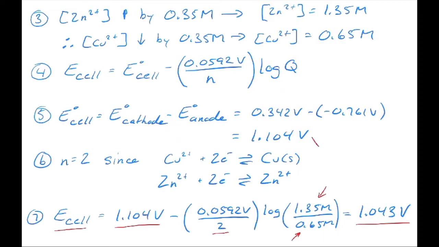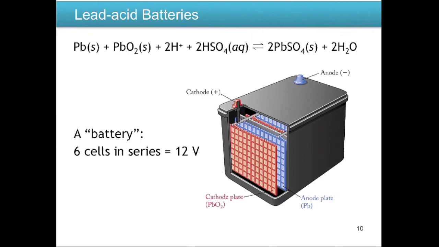Now notice that these two voltages here are not all that different. The 1.104 volts was for standard state conditions, and the 1.043 volts was for non-standard state conditions. So the concentration of zinc and copper changed by quite a bit, somewhere around 35%, but the voltage didn't change all that much. And this is how batteries work, because what we're really looking at here is turning chemical energy into electrical energy, which is a battery.